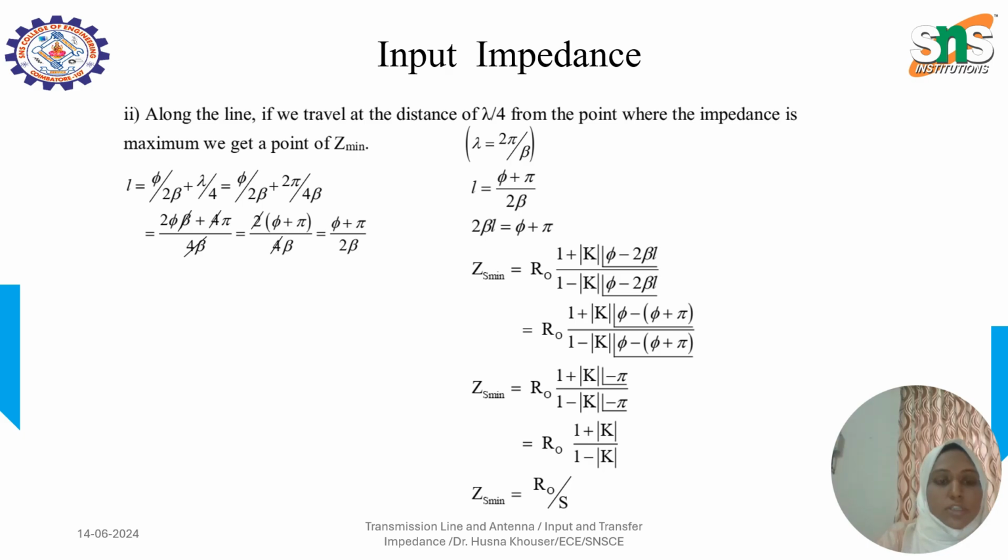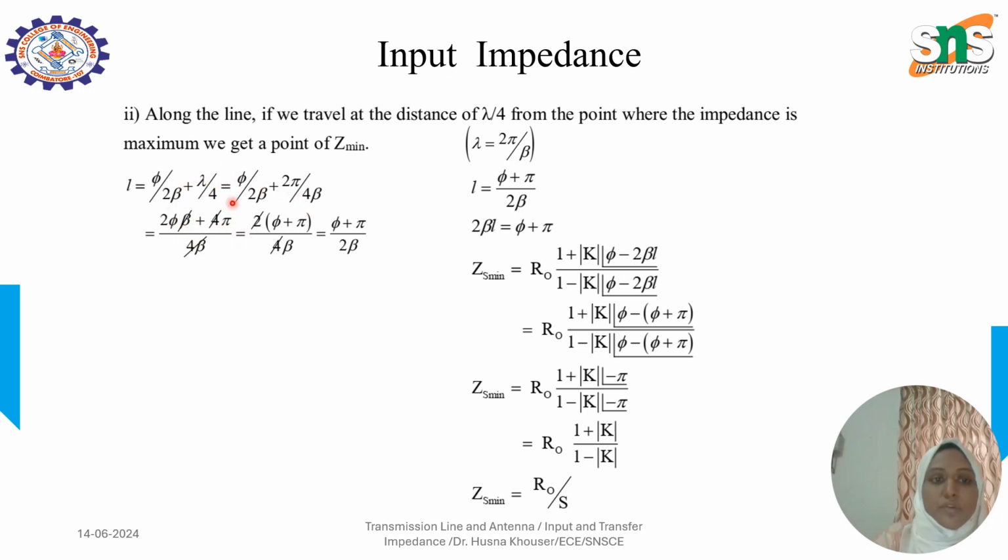Next, along the transmission line, if the wave is traveling at a distance of lambda by 4, that is a quarter wavelength, it transforms from one point to the other. So we get the impedance maximum at one point and minimum at the other point. We assume this length, which we already saw, L is equal to pi by 2 beta. With that we add the quarter wave transformer, that is lambda by 4.